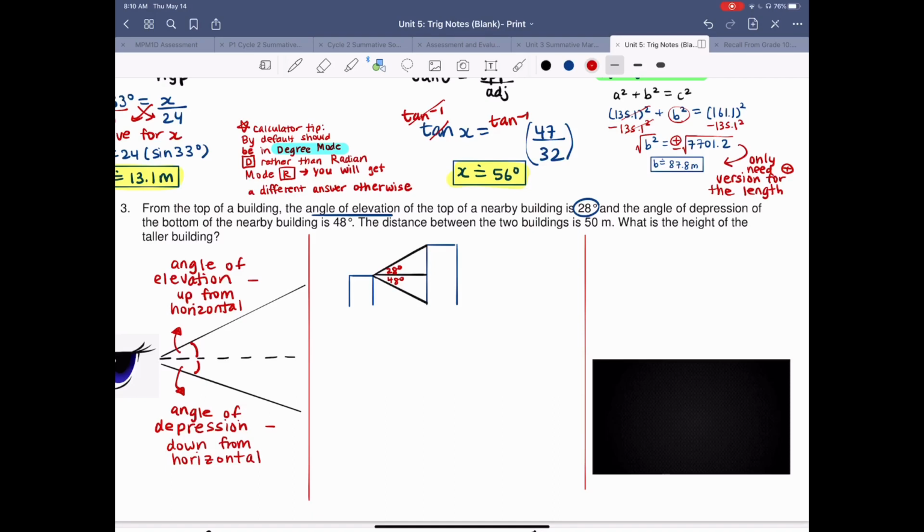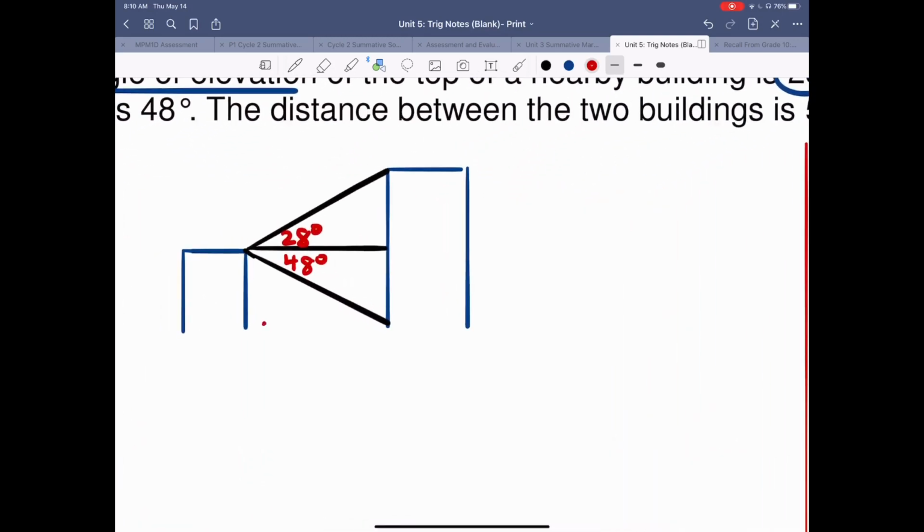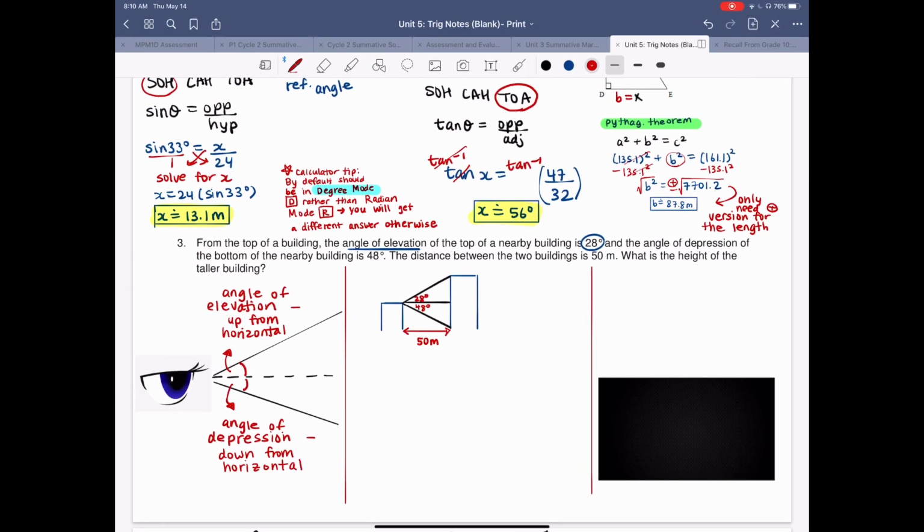Then we need to continue labeling the diagram. So the distance between the two buildings is 50 meters. So at the very bottom over here, I am going to label it as 50 meters. And then it says, what is the height of the taller building?